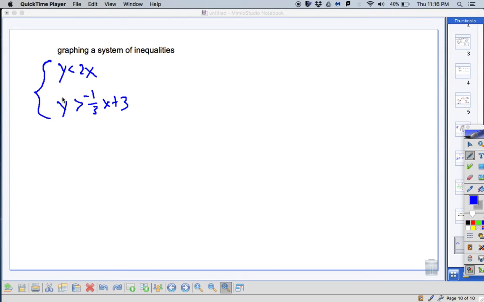Okay, you can have more than two of these, but you'll have a system with at least two, because a system means more than one. So there could be three, there could be four, there could be five. Right now I'm going to show you with just two. So the first rule is you're going to graph each line. Make sure you're graphing your lines correctly, because nothing matters afterwards if your lines are incorrect. So please make sure you graph each line correctly.